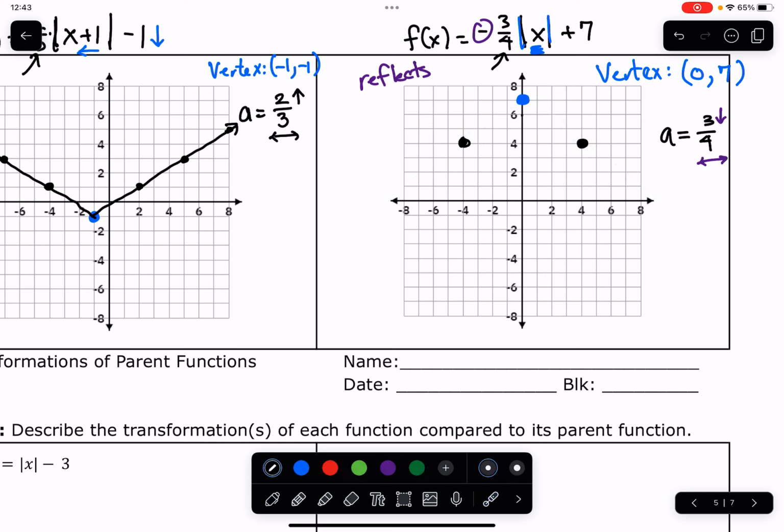Now, we don't need more points. If you want to draw more points to make the line straighter, you're more than welcome to, but those are enough to make the V. So from this point, I count 3 because of this number, and go down because of the negative sign, and then 4 to the left. So I have the left side of the V. Now to draw the right side, I just follow the pattern in the direction for right. Look again at the symmetry of this. That's what this graph will look like.